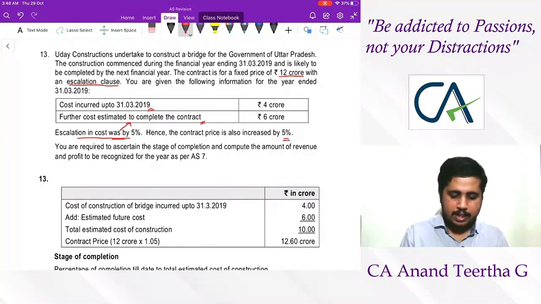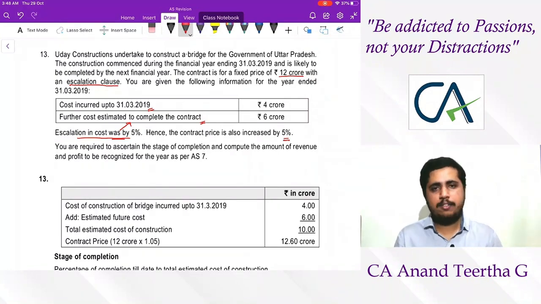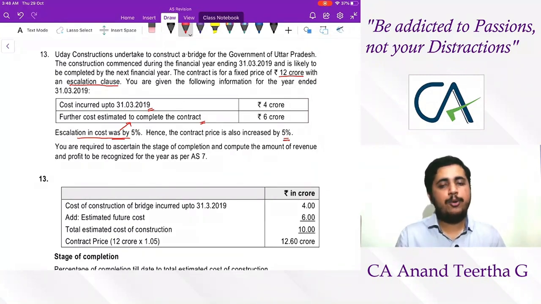Then they have asked you to calculate the revenue, the stage of completion, etc. As I am telling you, if the survey method is there, they have to specifically tell you the percentage. Here, it is not done. So basically, we have to apply the cost to cost method. How do we apply the formula? I will just write it for you. Later, I will show you the solution that the institute has given.